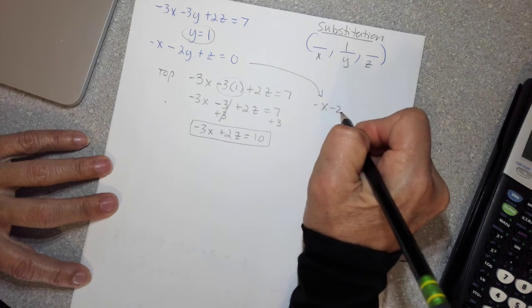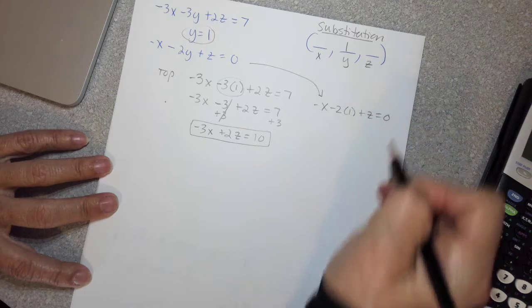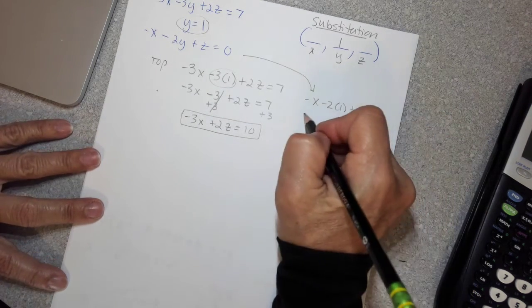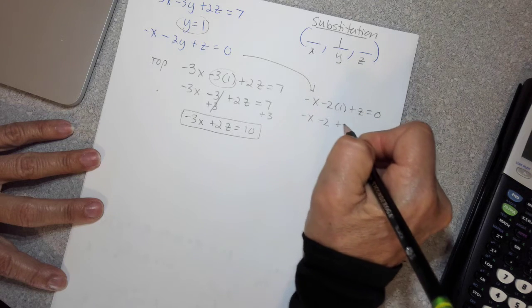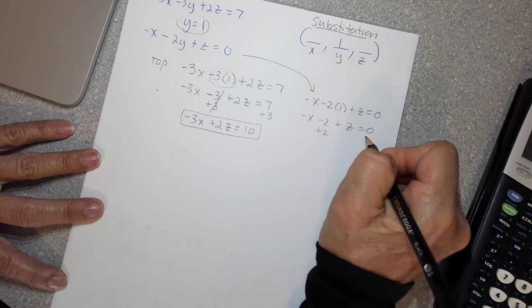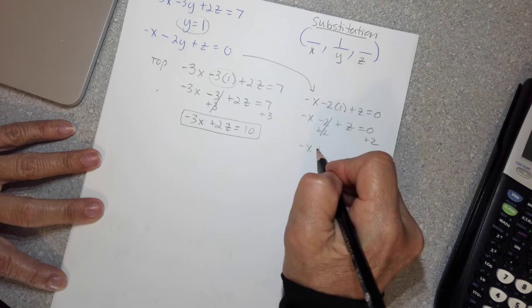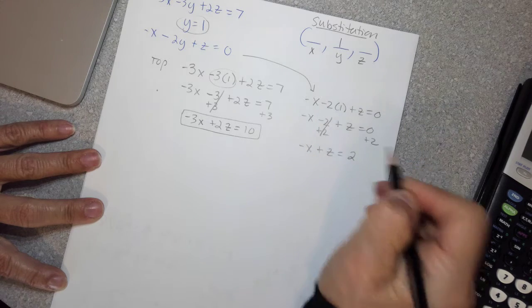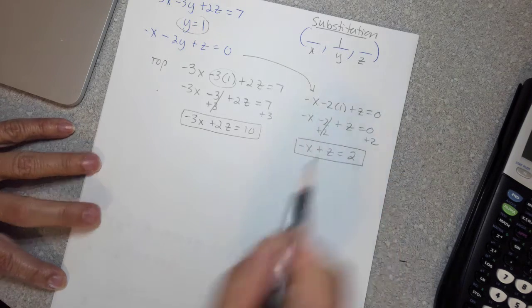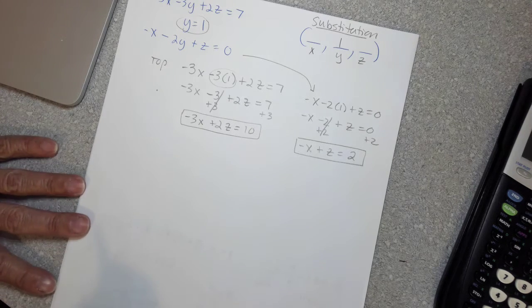Negative x minus 2, plug in the y value of 1 that I know, plus z equals 0. All right, so that turns into negative x minus 2 plus z equals 0. I'm going to move that 2 over by addition. So now negative x plus z equals 2. Now I have two equations that are both in terms of x and z, and I'm supposed to be solving using substitution. So in order to do that, I'm going to try to get something alone.